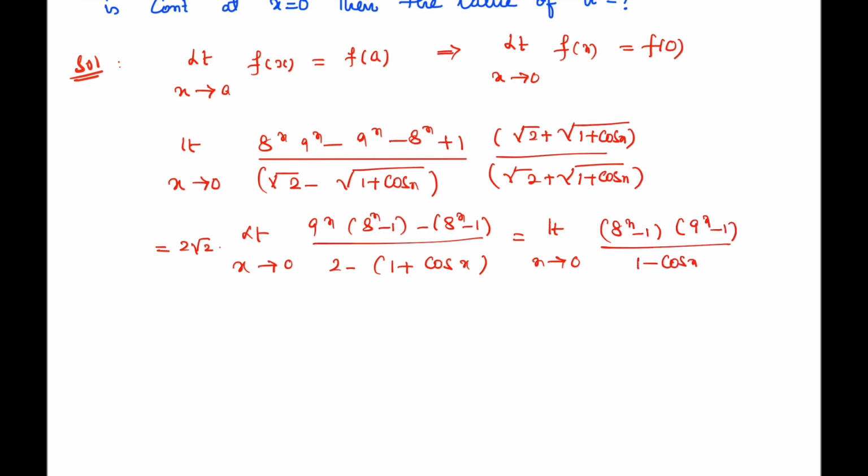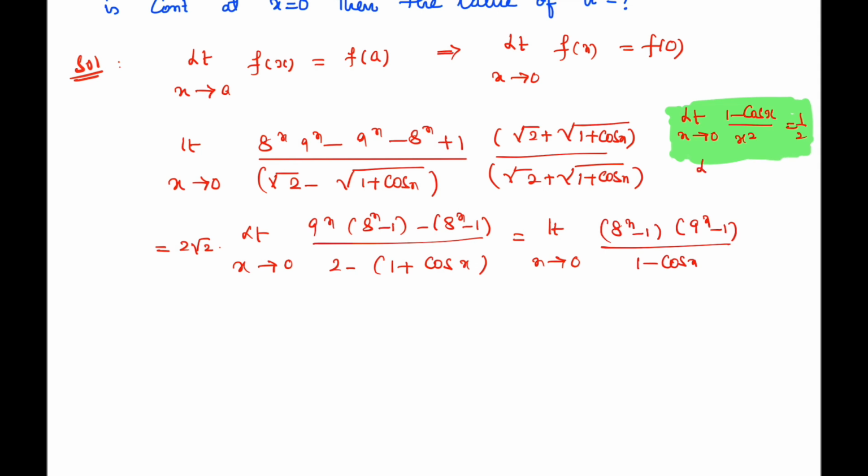Here it's a standard limit again. Better to remember this: limit x tends to 0 of 1 minus cos x by x square, the value is going to be 1 by 2. It is a very frequently used, helpful formula.